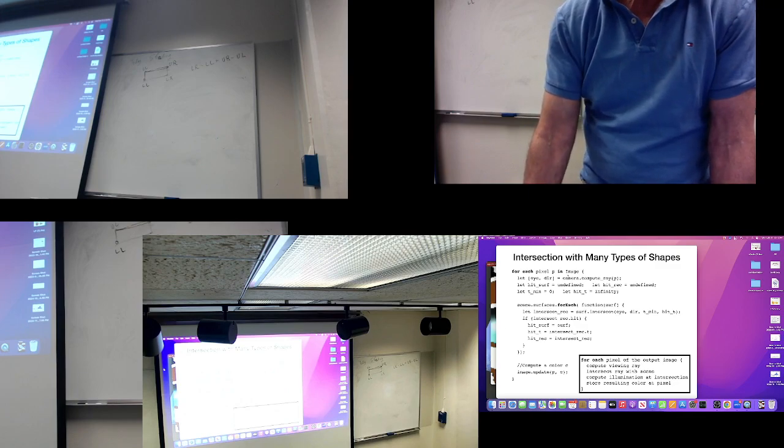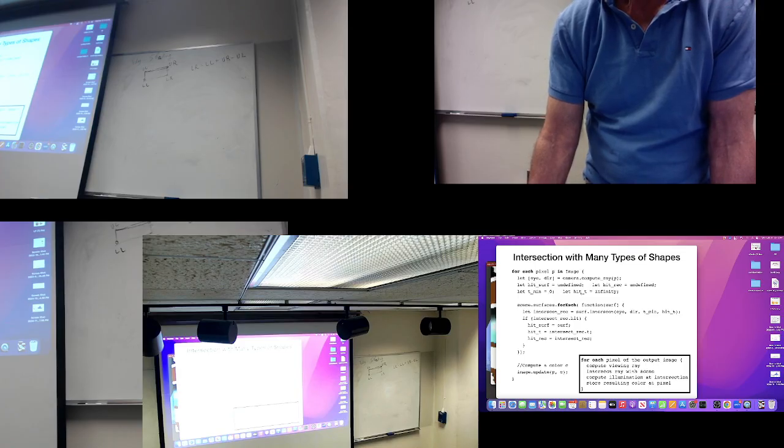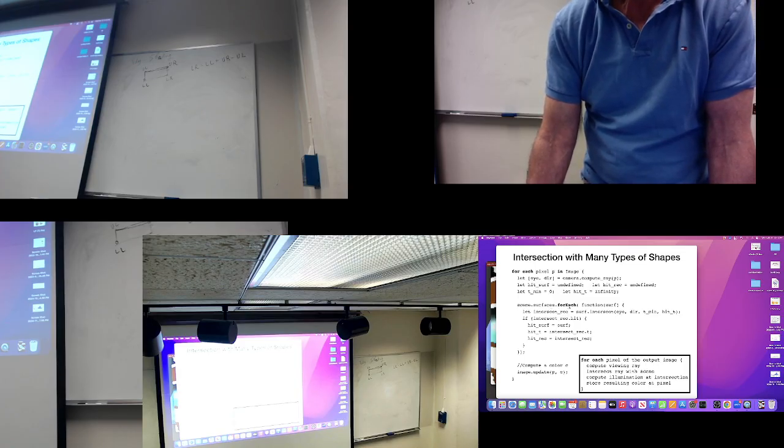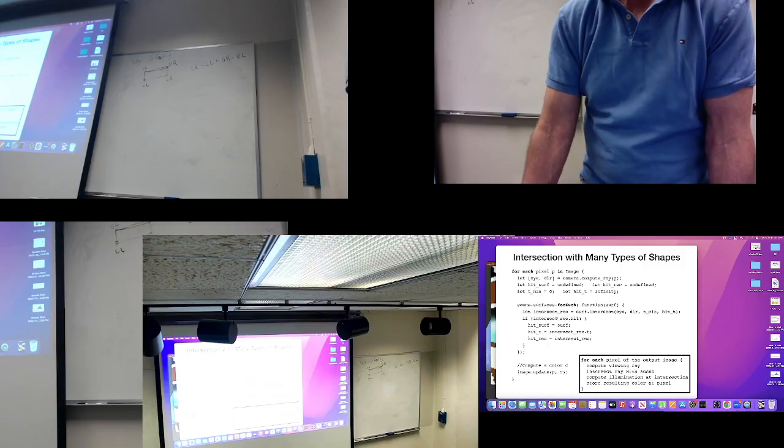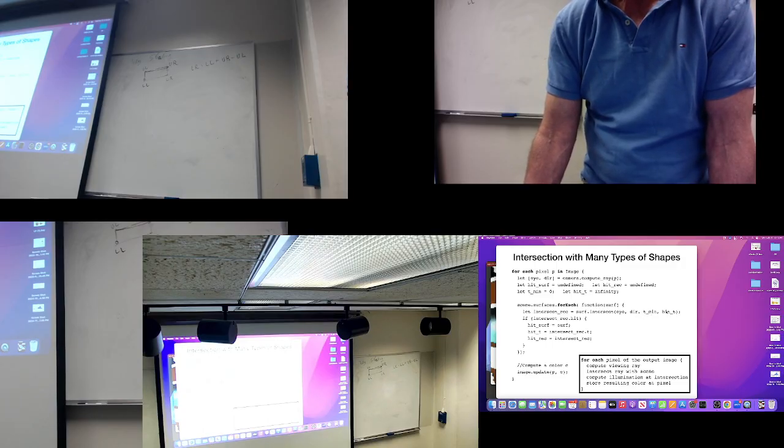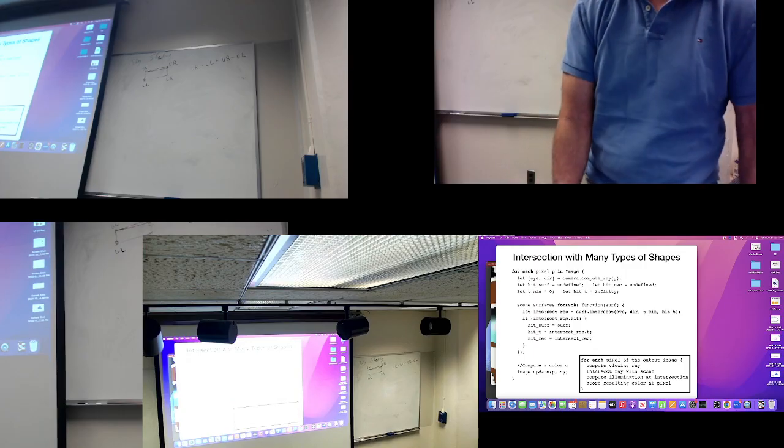Okay, for each pixel, let the eye direction give the camera ray, let the hit surface be undefined, start with Tmin and Tmax, and now for each surface, check the intersection point. Does it happen for the eye and direction between Tmin, the minimum T, and Tmax, the maximum T, and did I improve the hit or not?